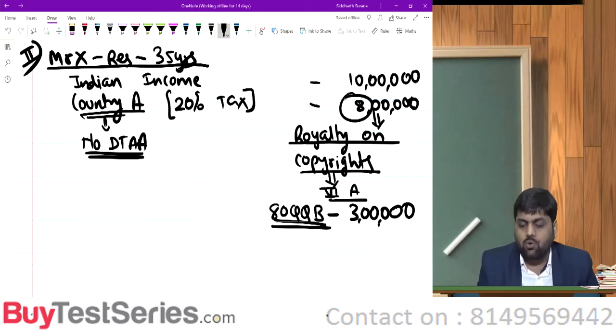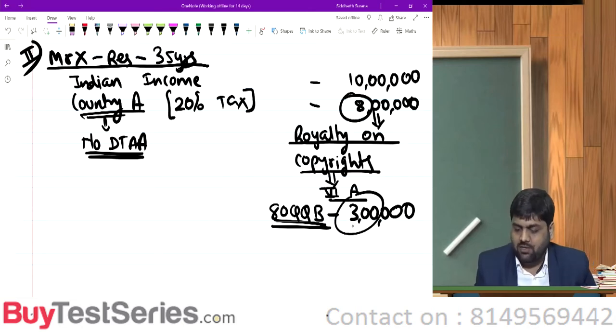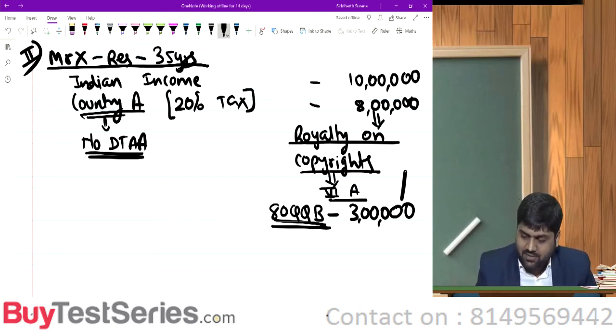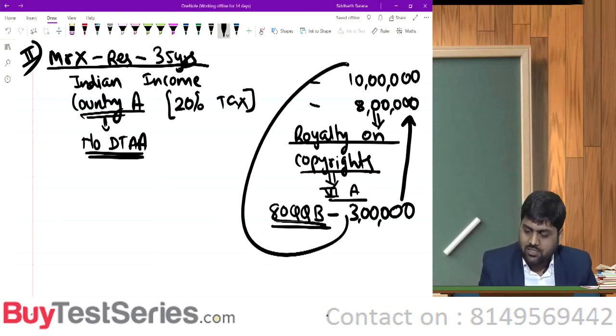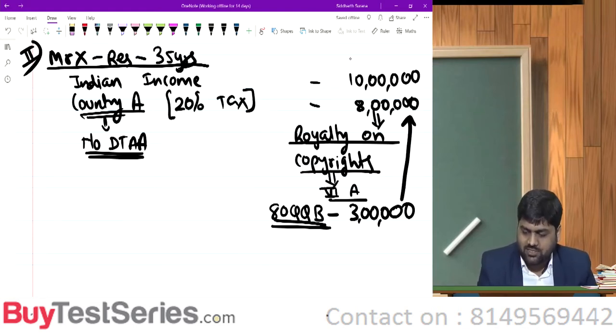So if this was only 1 lakh, then our deduction would have been 1 lakh. But the royalty income is 8 lakh, so our deduction will be restricted to a maximum of 3 lakh. And remember that this deduction will be taken only against the 8 lakh. Such deductions are called income related deductions, which can be taken only against that particular income. You can't take a deduction of 3 lakh against 10 lakh. Such a deduction can be taken strictly against that particular income.